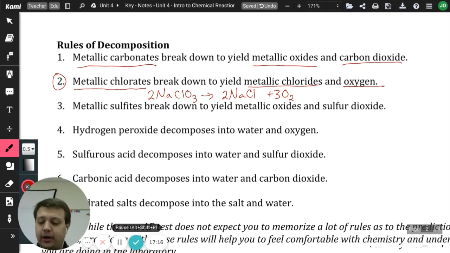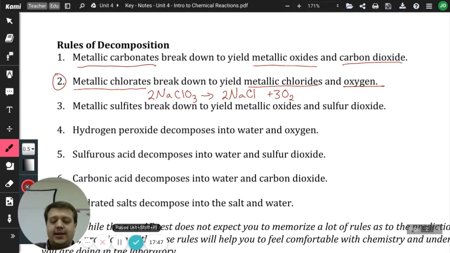Okay, next, metallic sulfites are going to break down into a metallic oxide and sulfur dioxide. Same kind of generalized idea as the synthesis, but opposite, right? So again, in synthesis, we took a metallic oxide and sulfur dioxide and created a metallic sulfite. But with decomposition, remember, it's the opposite. So we take the metallic sulfite and break it down to yield a metallic oxide and sulfur dioxide.